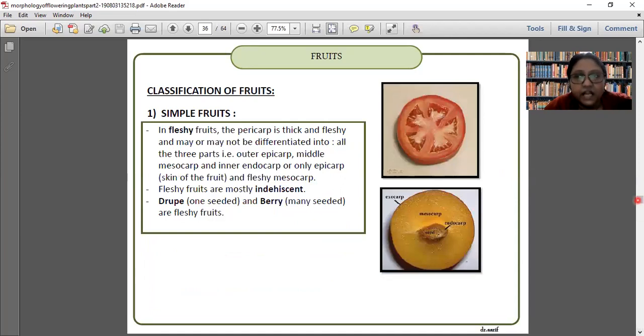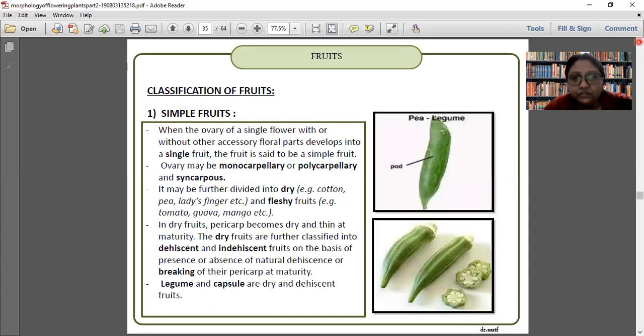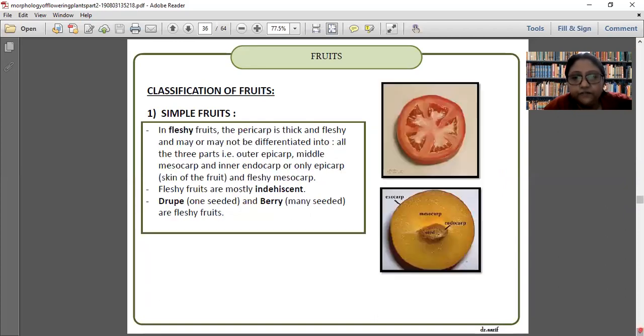Okay. Now, once again, I am repeating so that you understand that simple fruit can be classified into dry and fleshy. Dry can be classified into dehiscent, which get broken down naturally, and indehiscent, which doesn't break naturally. Now we will talk about the fleshy fruit. Fleshy fruit are always indehiscent. Why? Because they don't dry. They are fleshy, so they don't dry easily.